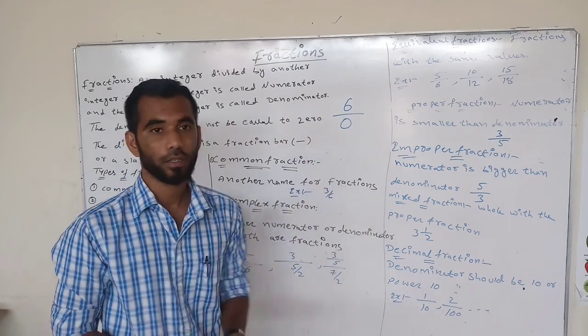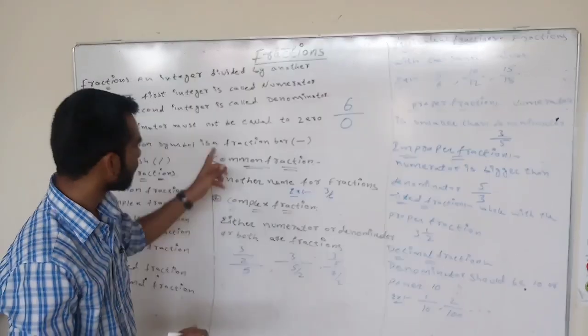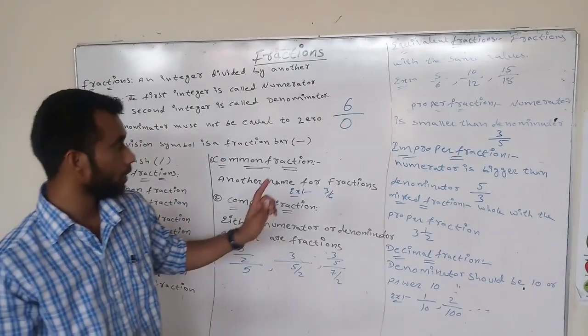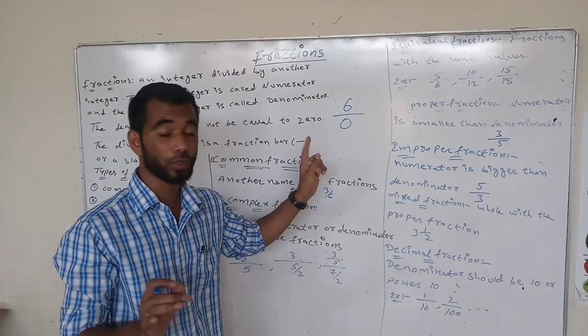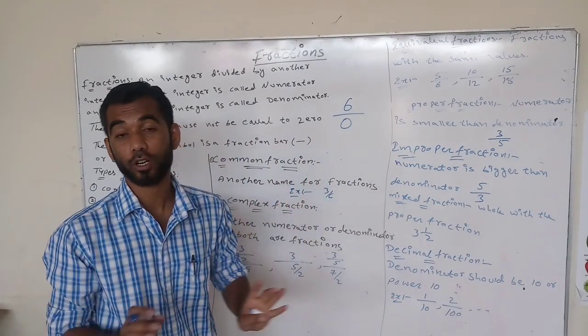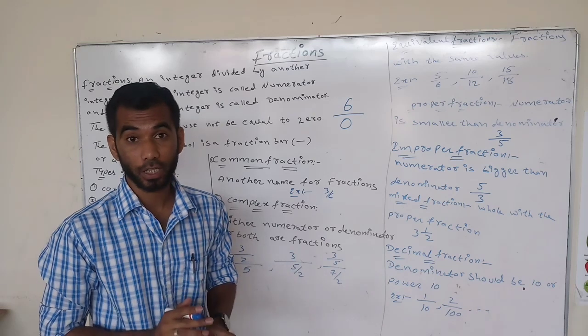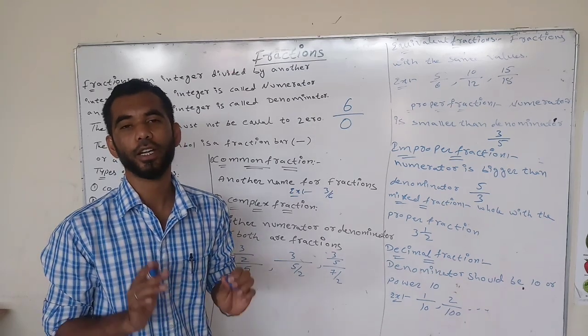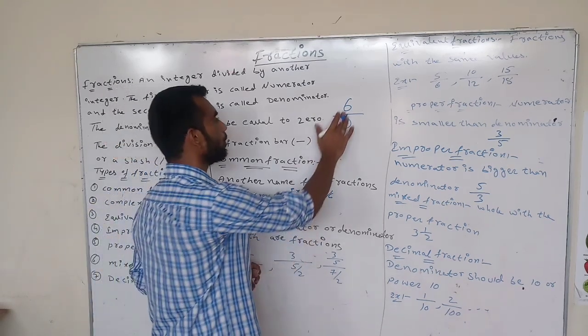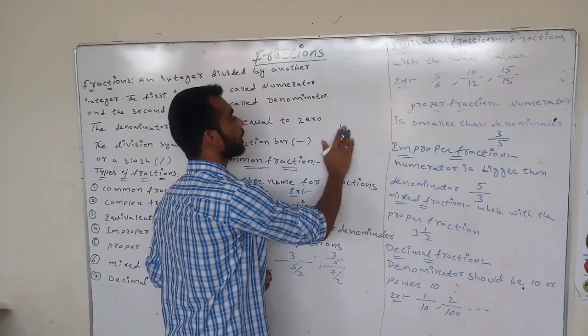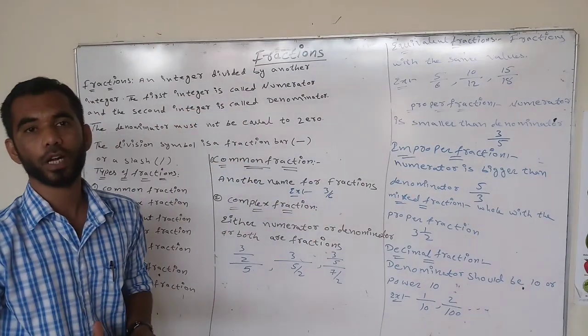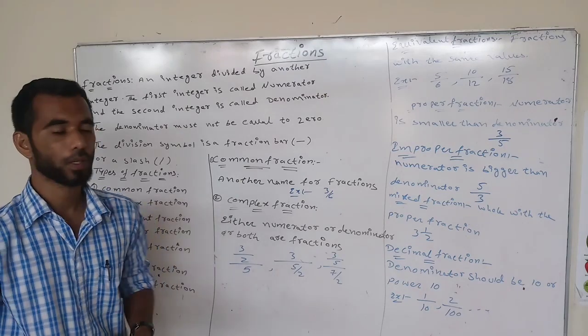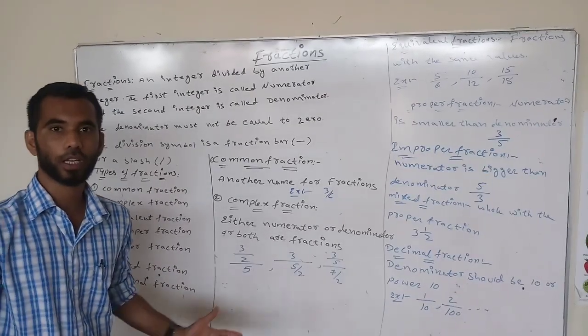So in this condition you should understand that the denominator should not be 0. If the denominator is 0, that number is an undefined number. Remember, okay? So this is the first part of your fraction. If you want to take the definitions, you can take the definitions.